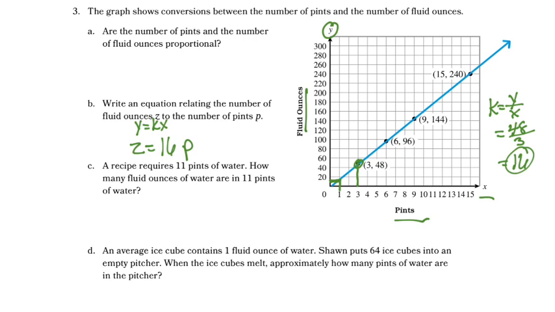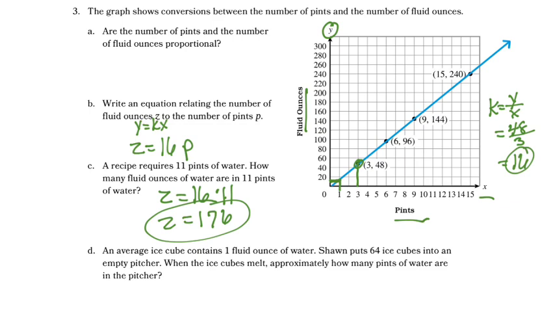Then it says a recipe requires 11 pints of water. So we want to find out how many ounces are in those pints. So Z, they give us the pint, so we replace the pint with 11. So here we need to do 16 times 11. And that gives us 176 ounces.